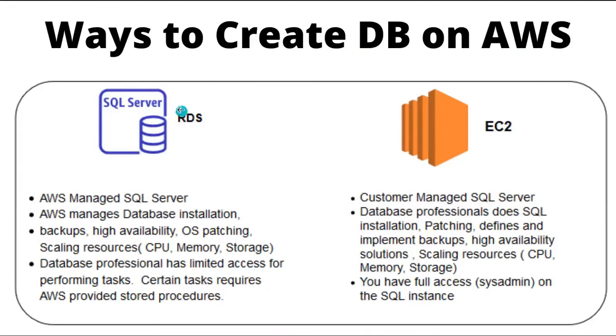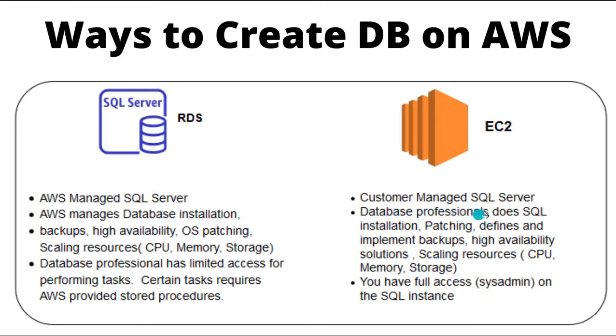So we have seen RDS and EC2. RDS is a managed SQL service which handles a lot of things, and here, this is customer managed, where you have to install and configure everything yourself. AWS manages the database installation. You just need to select what database engine you want, and here you have to run the commands to install the database, right? Then backups, high availability, OS patching, and scaling resources like memory, CPU, and storage can all be done by AWS. So you select auto scaling, you select automated backups, you select multi-AZ deployment for high availability. All is done by AWS, and here you have to set it up yourself.